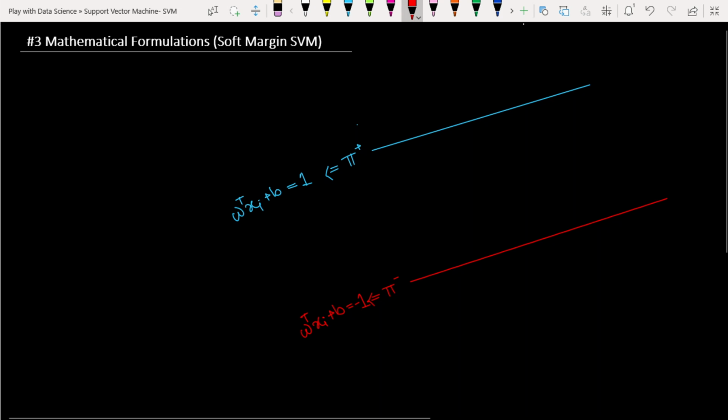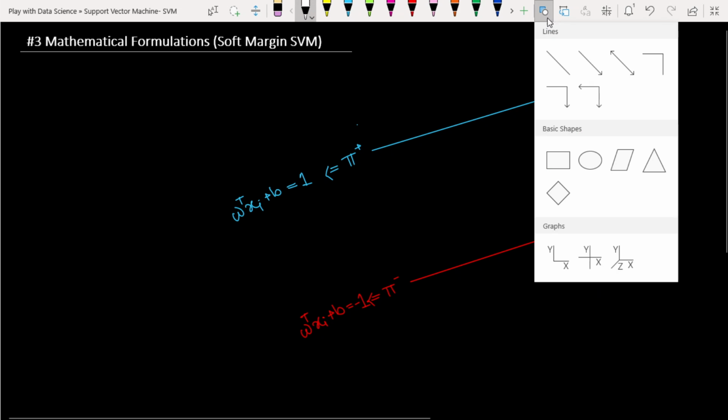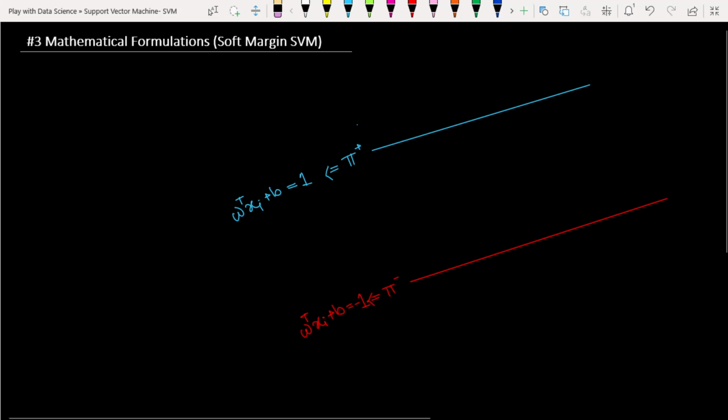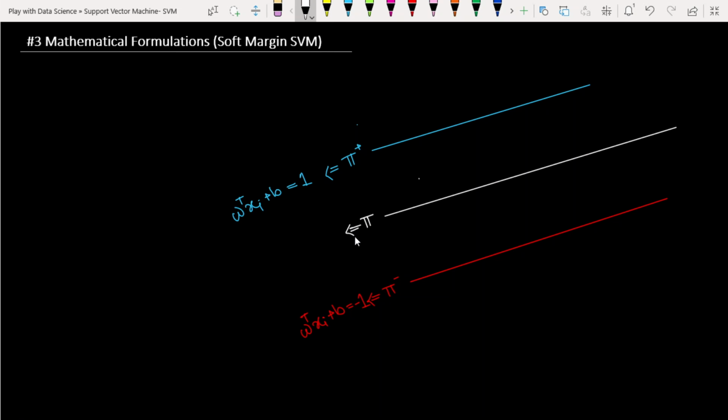Let's take our main optimal plane as pi. This is our pi plane, and the equation is W transpose xi plus b is equal to 0. So these are our three planes. Now let's take the points.